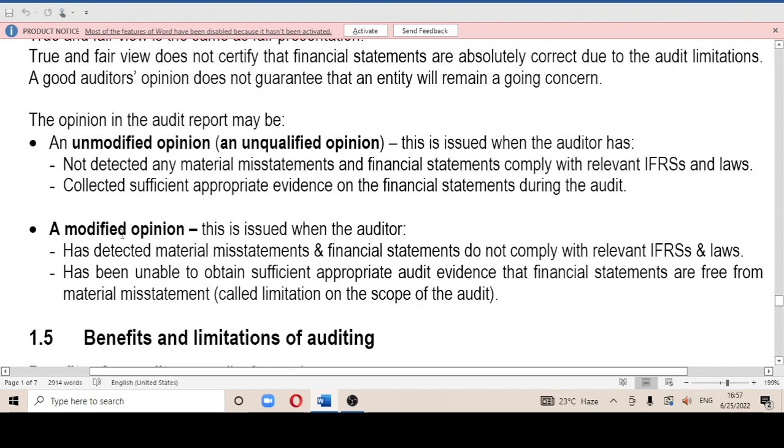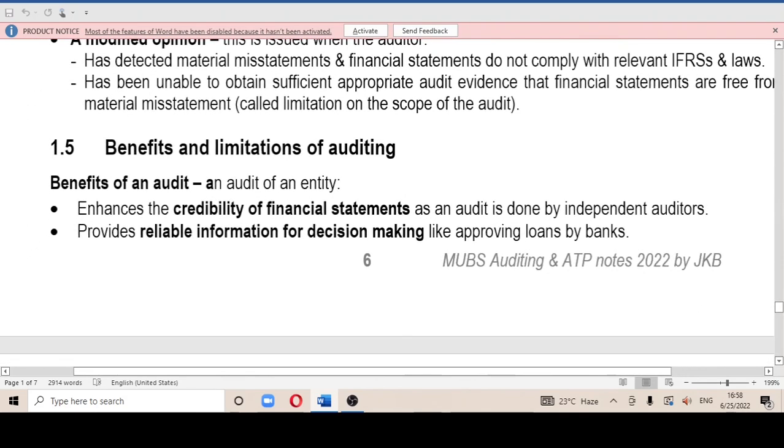So looking at the modified opinion, which is a bad report, this is issued when the auditor has detected material misstatements and financial statements do not comply with the relevant IFRSs and laws. And the second one is when the auditor has been unable to obtain sufficient appropriate evidence that financial statements are free from material misstatement, maybe because of a limitation on the scope of the audit. We shall look at this in topic 2.